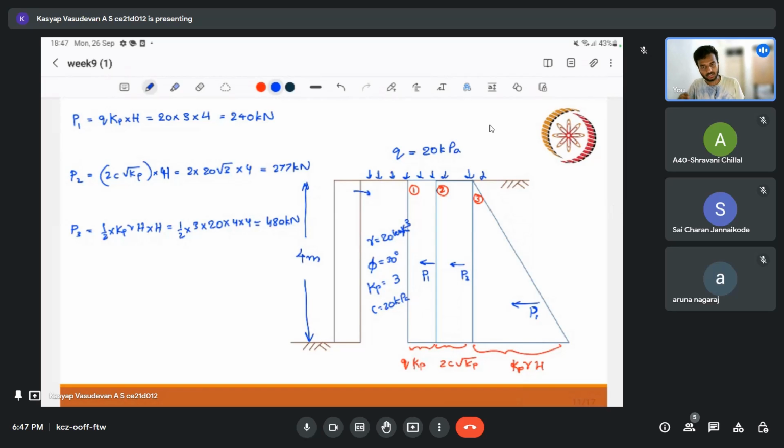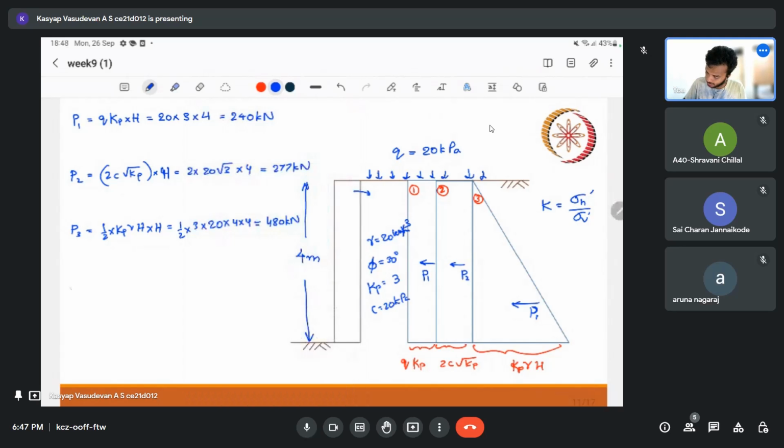If the soil is submerged, we are supposed to take submerged unit weight, because this Rankine's theory is applicable only for effective stresses. So this Kp and lateral earth pressure coefficient is a ratio of effective horizontal stress by effective vertical stress. So our K value is actually horizontal by vertical, and both are effective. That's why whenever we are using our lateral earth pressure coefficient, we are supposed to take effective stresses. But in this case, water table is not involved, so we can directly take this 20. So that's it.